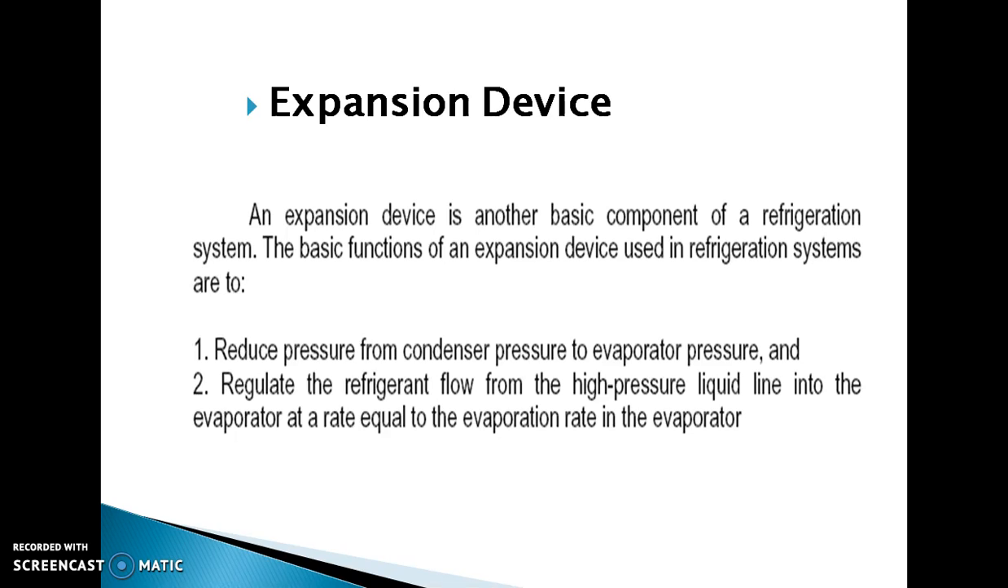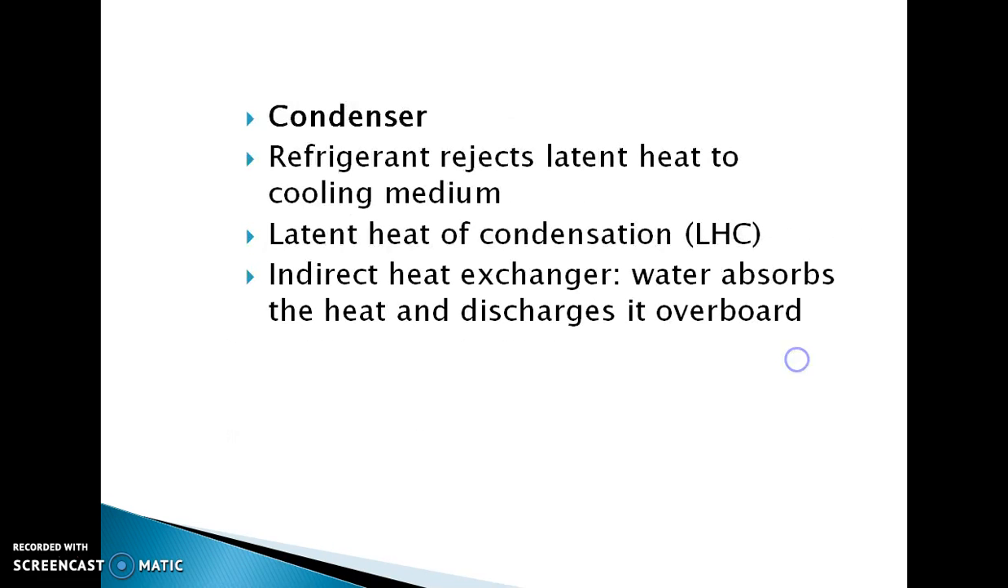Basically the temperature of the evaporator is below 0 degrees Celsius, which is around -10 to -20 degrees Celsius as per the applications of the evaporator or the refrigeration system. So the next component which we will study is the condenser.